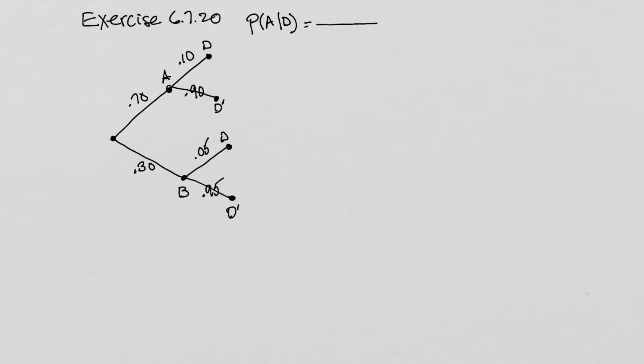The formula goes like this. In the numerator, we're going to intersect these two events, A intersect D, right? And in the denominator, we're going to take the probability of D, that is the probability of what's given. Now, we can get these numbers just by looking at our tree. So in the numerator, we're going to have the probability of A and D. That's going to be this branch right here, A and D. So let's write that. I'm going to draw a long fraction bar here. So this is going to be 0.70 times 0.10.